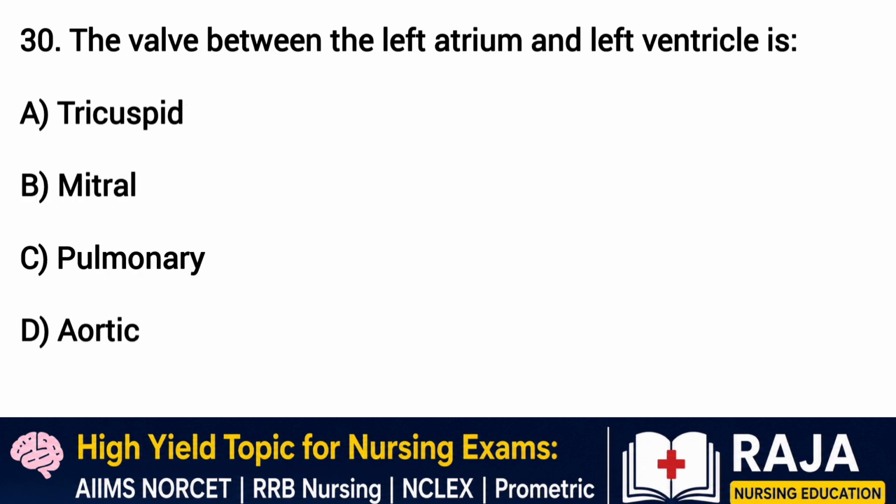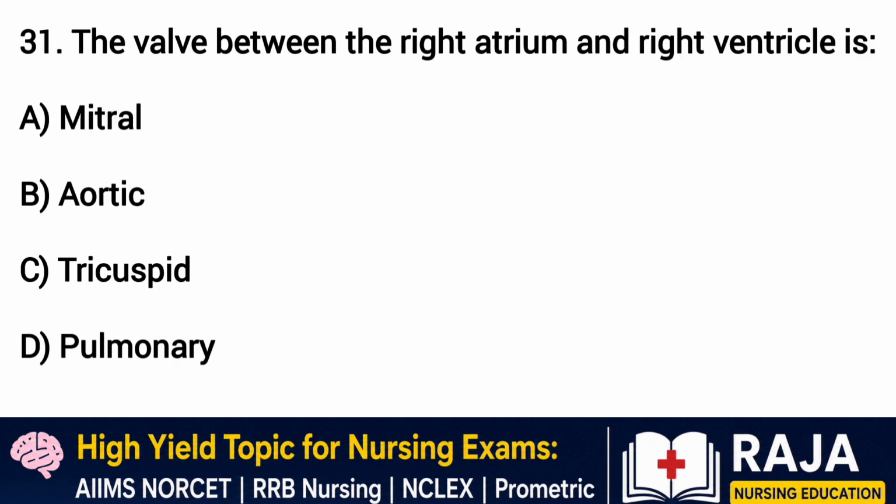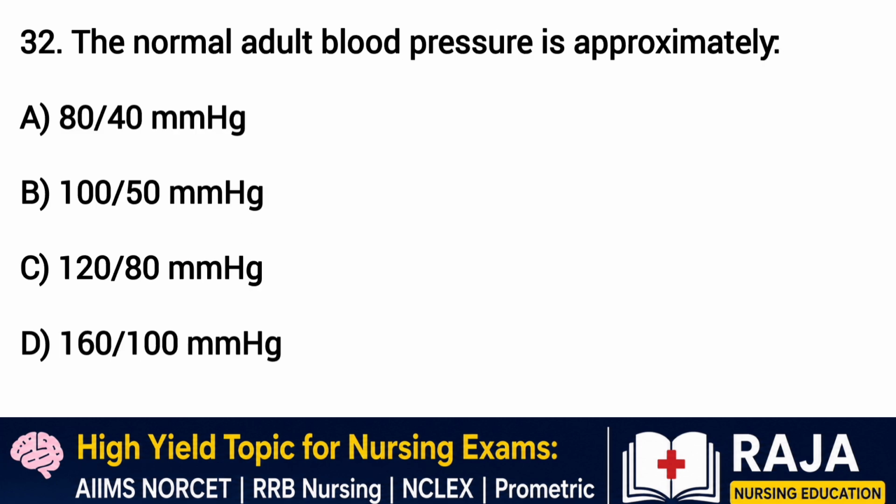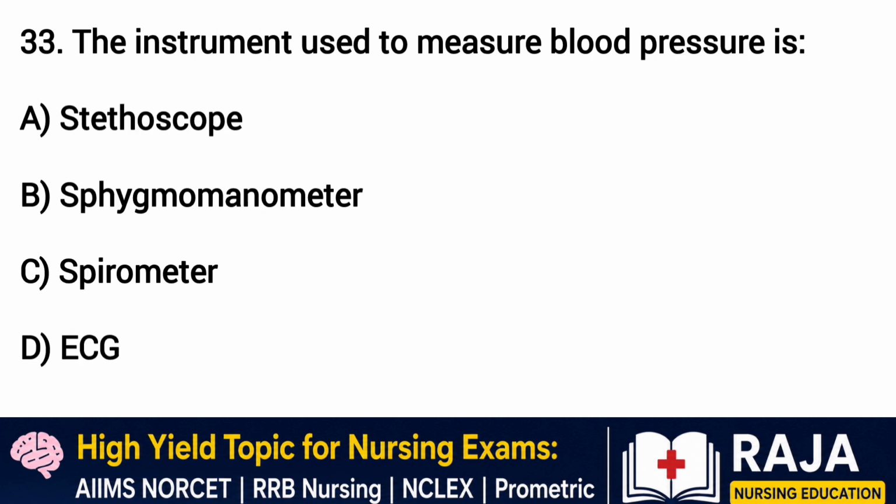The valve between the left atrium and the left ventricle is? The answer is B. Mitral valve. The valve between the right atrium and the right ventricle is? The answer is C. Tricuspid valve. The normal adult blood pressure is approximately? The answer is C. 120 over 80 mmHg. The instrument used to measure blood pressure is? The answer is B. Sphygmomanometer.